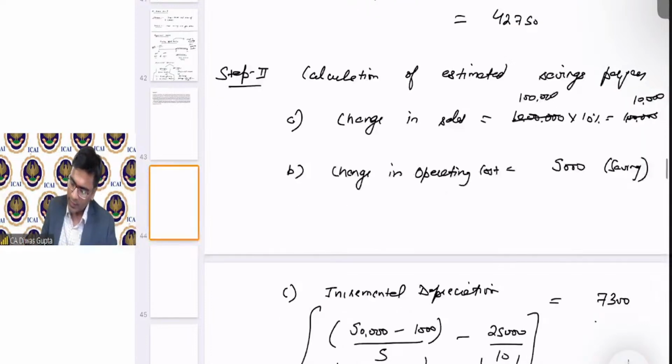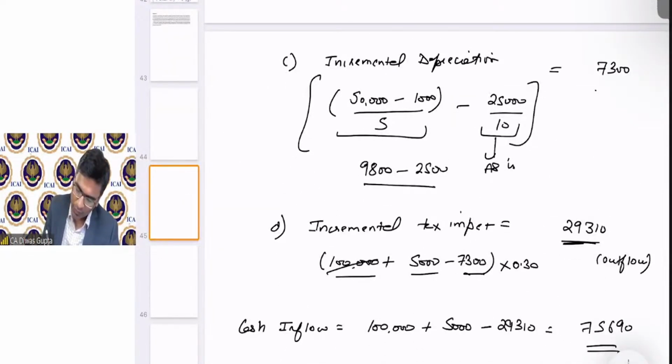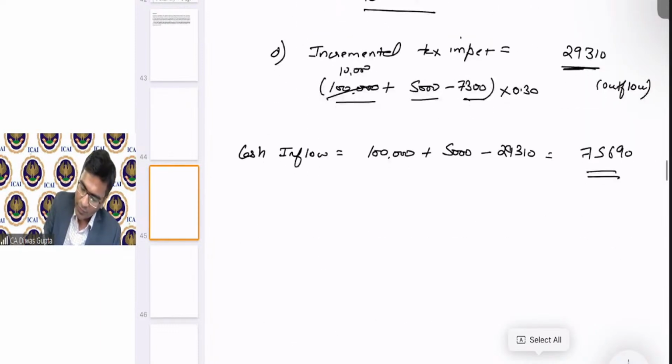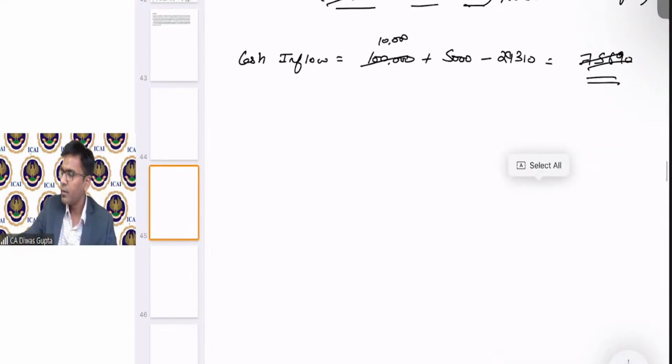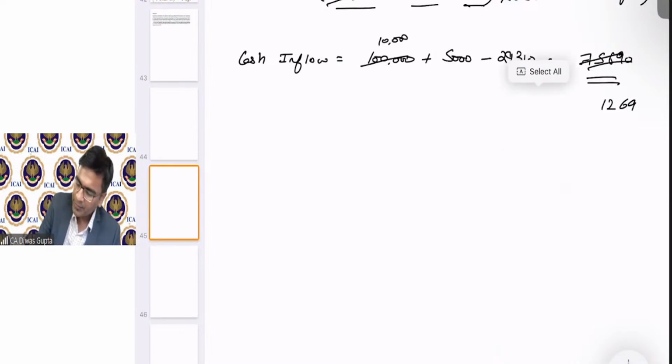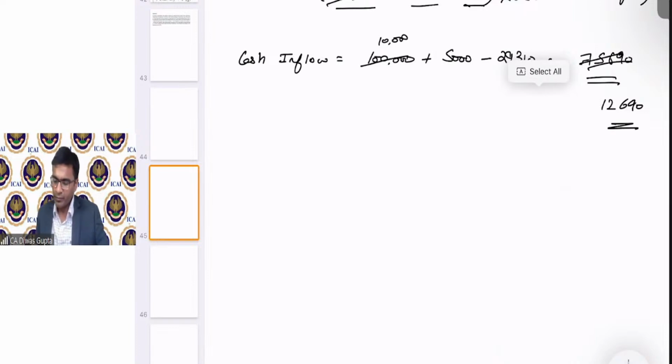And on 10,000, the tax will become now 10,000 plus 5,000 minus 7,300, right? So hence, if I replace everything above 1 lakh with 10,000, the revised number will be 12,690. Okay, students? I think there was a calculation error. Instead of 1 lakh, I assumed 10 lakh. That is where the difference was coming from. Students, please recheck this again.